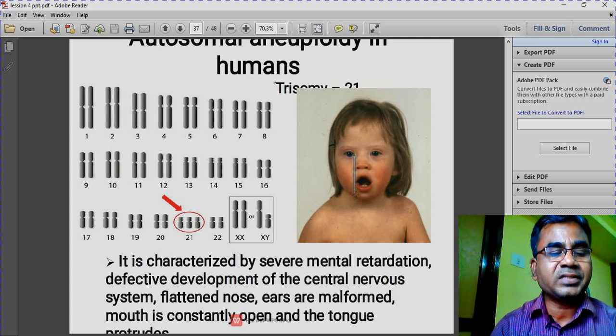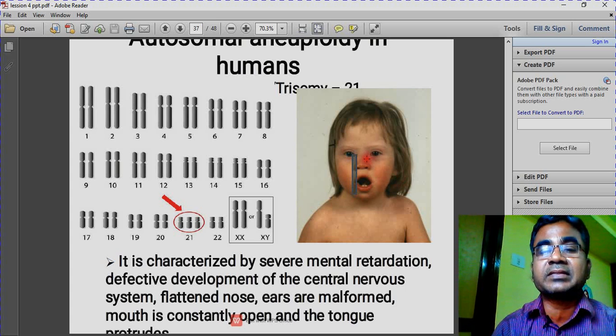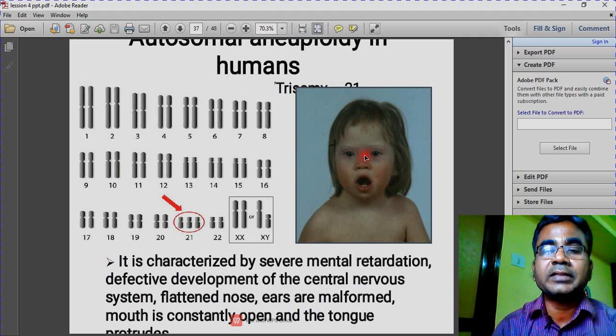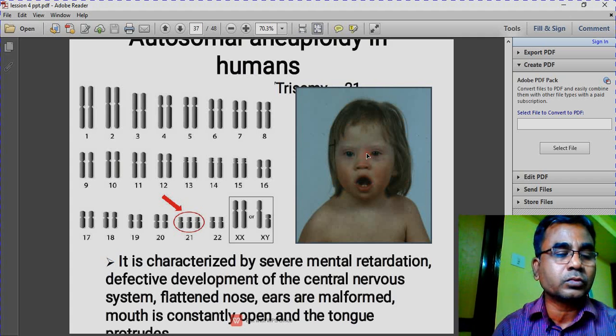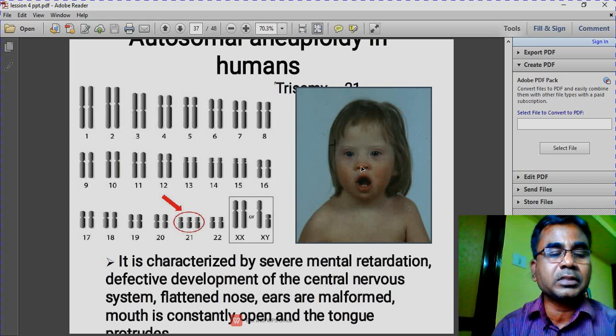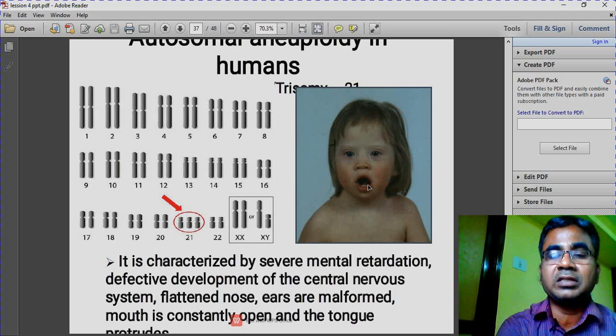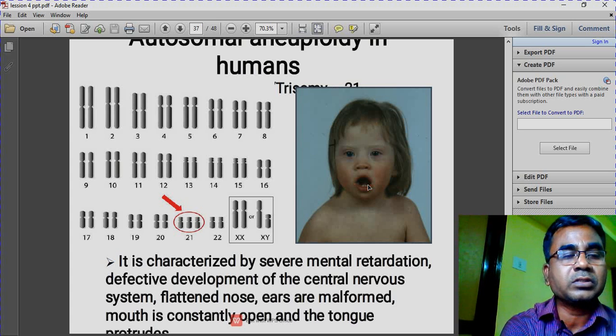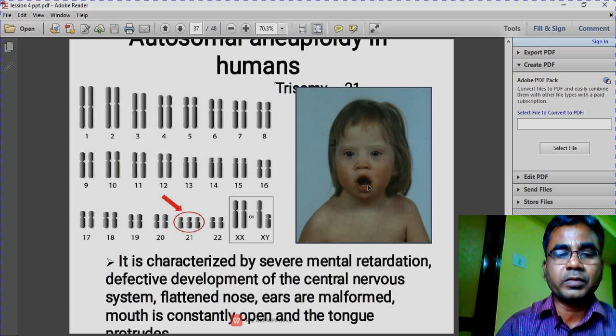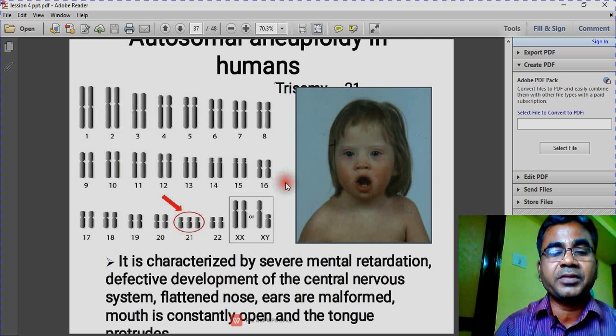And then increased separation between eyes. There will be space in between the two eyes. Increased separation of eyes is also one of the symptoms. The length between the two eyes is a little more. And then flattened nose. Ears malformed. Mouth is open and the tongue protrudes. So these are some of the symptoms. Okay, Down syndrome is over. Down syndrome, you must keep it in your mind.